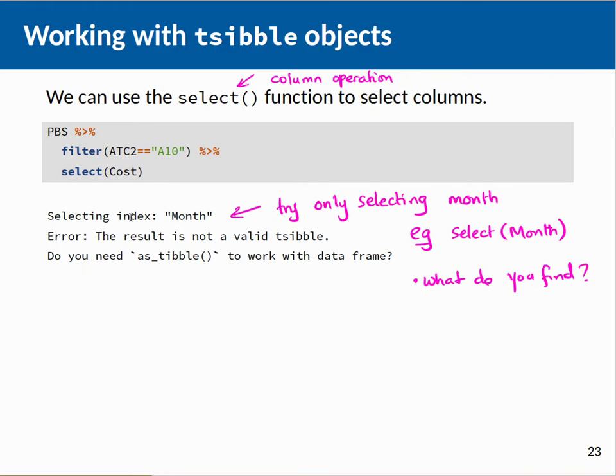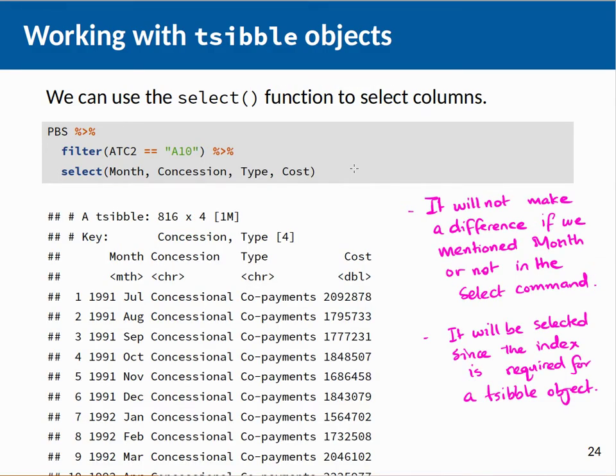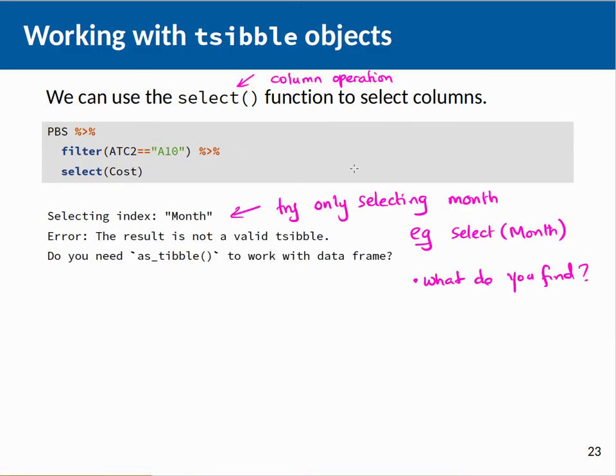Now, if you select an index called month, which is your first column, it's not going to work because it's not a valid tsibble. What it needs is a unique identifier, right? So you have to give that month, comma, cost or something over here. You can try this. I think you have to go wrong to understand what will work.